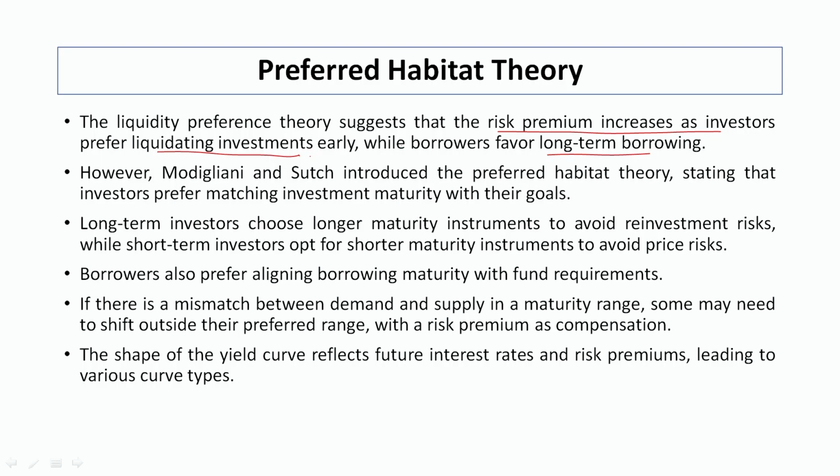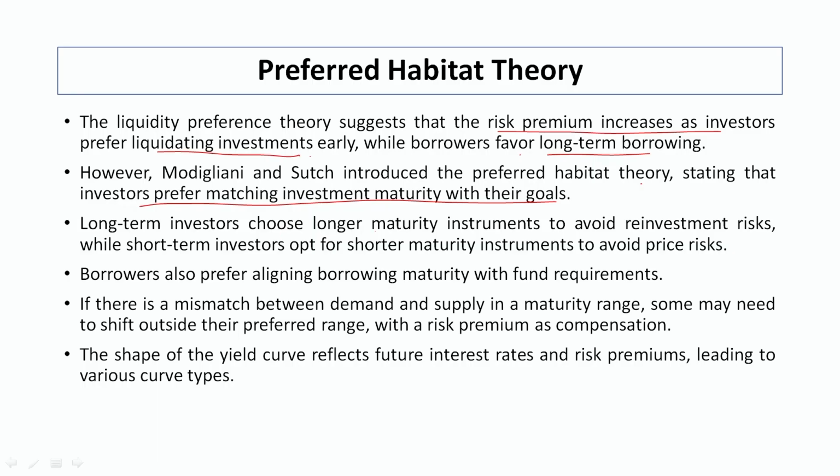So, in that situation what will happen? Borrowers will favor long term borrowing, because they also require funds. If the investors start selling their investment early, the borrowers will lose the money. So, in that case they prefer long term investment or long term borrowing, and the situation again changes from 1 year or less than 1 year to 1 year to more than 1 year. So, Modigliani and Sutch introduced the preferred habitat theory, stating that investors prefer matching investment maturity with their goals.